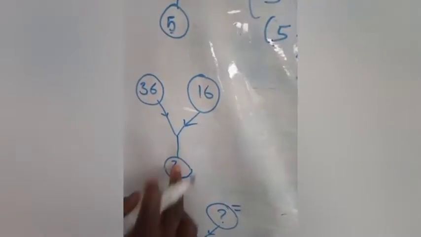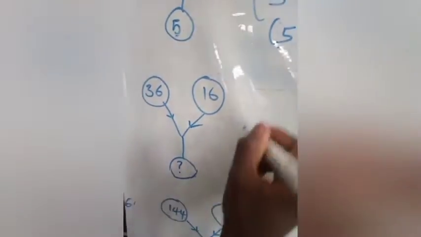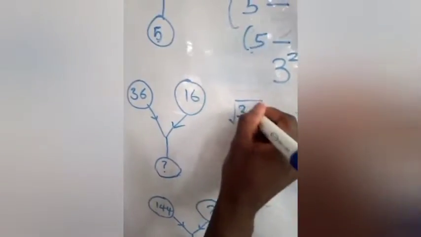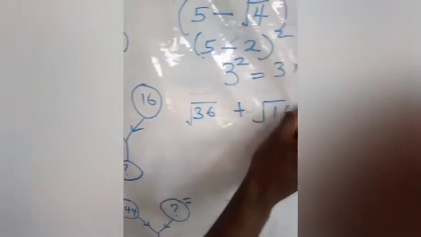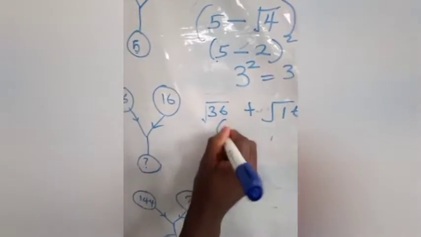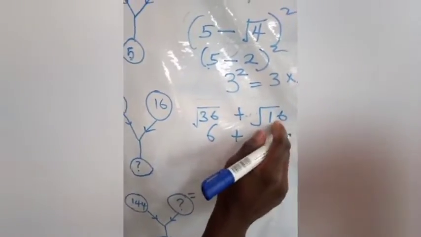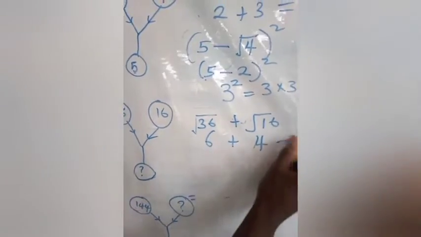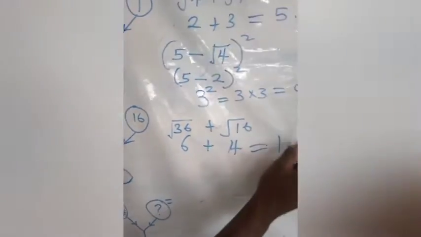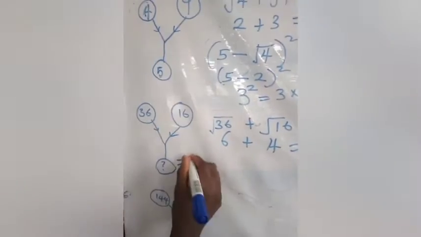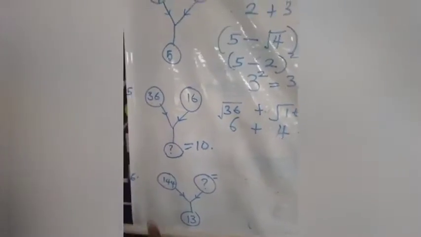We use the same method to obtain the value here too. So let's go straight to our questions because of our time. So here we have this. To obtain this, simply square root of 36 plus square root of 16. Square root of 36 gives us 6, while the square root of 16 gives us 4. Summing these two numbers up gives us 10. So our answer here is 10.